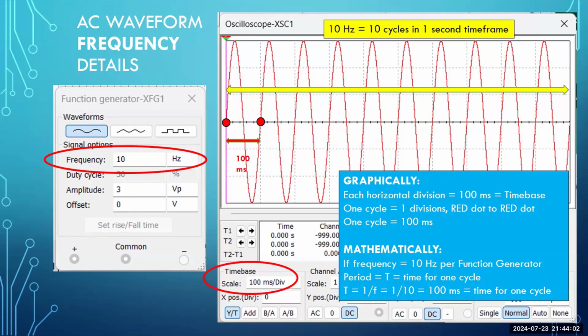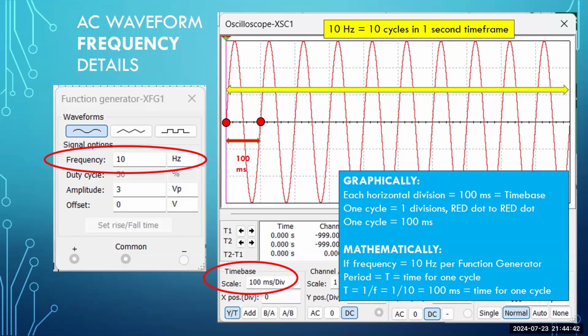Each horizontal division is 100 milliseconds. That's called the time base, and I have that circled, red ovaled, in the lower left of the oscilloscope screen. And so 1 cycle is 1 division in this case. Red dot to red dot is 1 complete cycle, so it's 1 division. Therefore, 1 cycle is 100 milliseconds long. From the beginning of the waveform to the end of the waveform, 1 cycle is 100 milliseconds graphically.